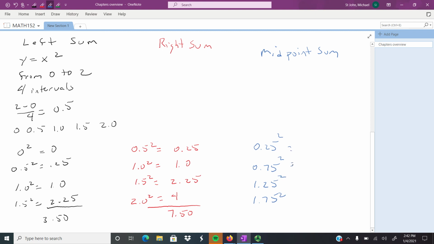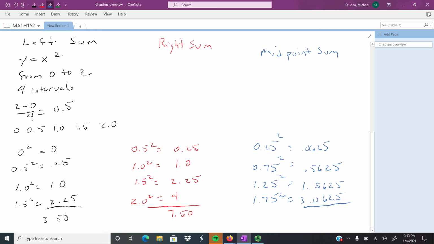And so now, in terms of the areas, this is going to be 0.0625. This is going to be 0.5625. And this will be 1.5625. And this one will be 3.0625. And again, I can add these up.